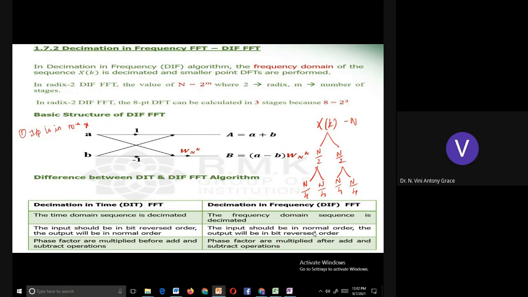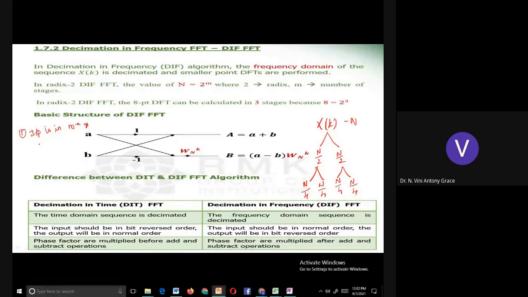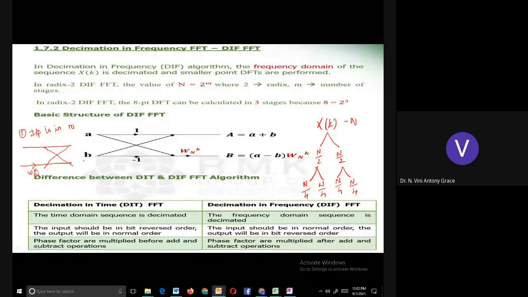Okay. The other difference, as I told you, the time domain sequence is decimated in DIT, and here the frequency domain sequence is decimated. One more difference is the butterfly structure. In DIT FFT, we might have drawn this butterfly structure at the end of the 2-point DFT computation, is it not? The basic butterfly structure, we might have drawn at the end of the DFT computation with phase factor mentioned here. This is the basic butterfly structure for DIT.